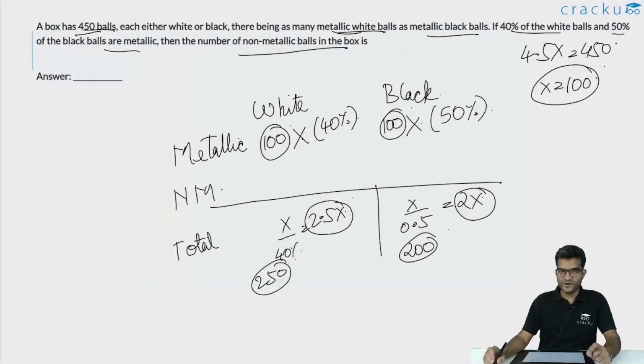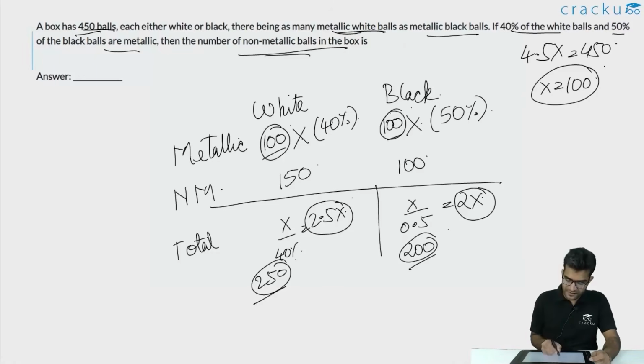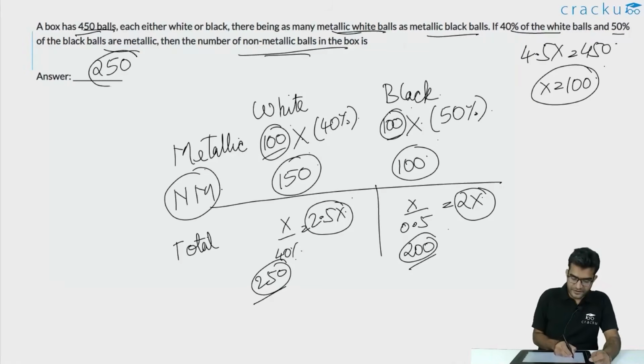So what is the number of non-metallic white balls? That is 250 minus 100, which is 150. And the number of non-metallic black balls will be 200 minus 100, which is 100. So the total number of non-metallic balls will be 150 plus 100, which is equal to 250. So the required answer for this question is 250.